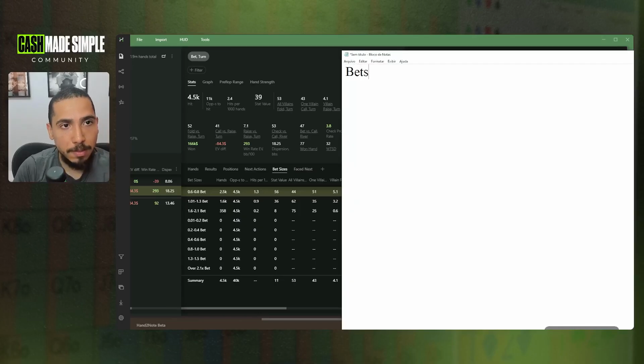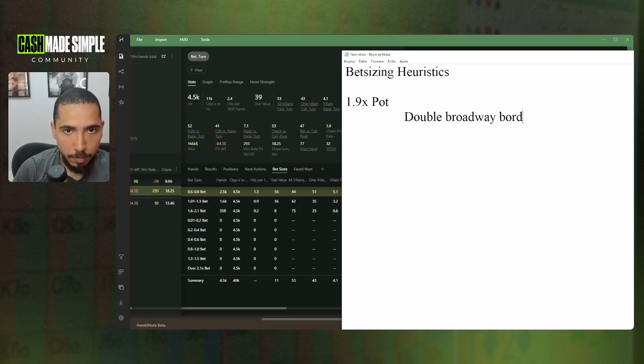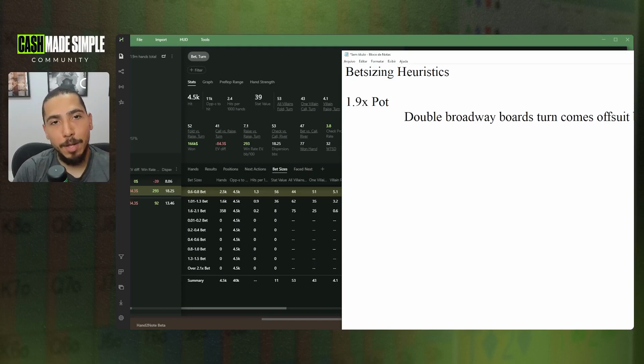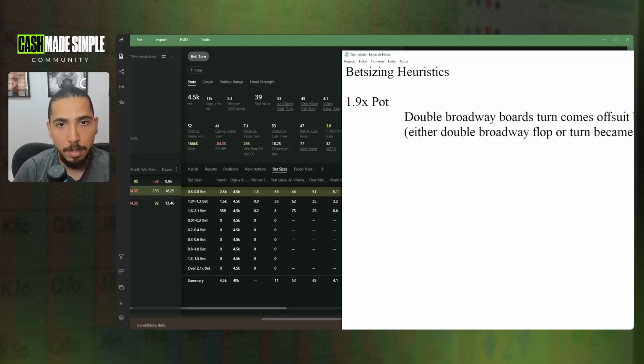So bet sizing heuristics. When to use the 1.9x pot: in double Broadway boards, when the turn comes an offsuit blank. Basically it. Double Broadway boards, and here either double Broadway flop or turn became double Broadway. Okay, it can be both of these things. If on the turn the board is double Broadway and it didn't bring a flush draw, we're using the 1.9x pot.